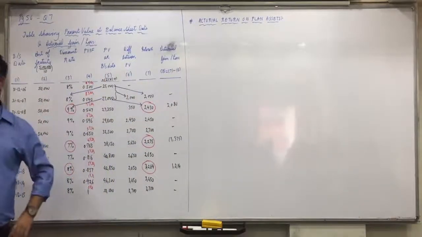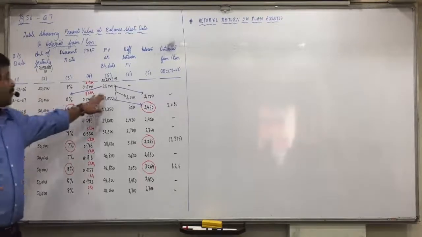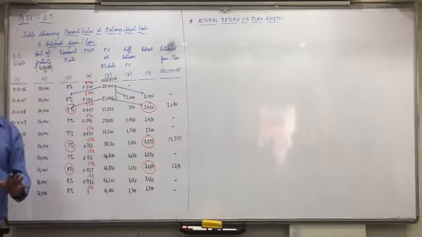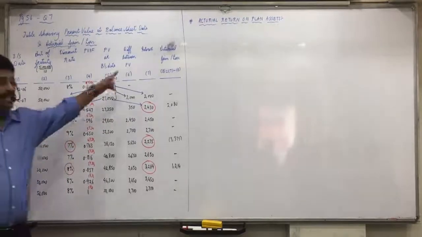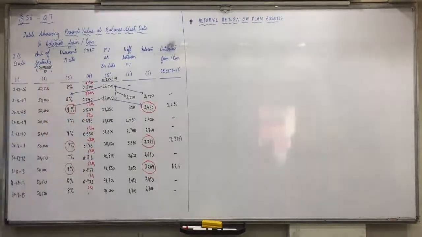You plan it in advance. That person is going to retire after 10 years, so you plan and invest every year. Maybe instead of 50 you invest 25,000. This is called planned assets. And actuarial return means this gain or loss. So how to calculate this actuarial return on planned assets?